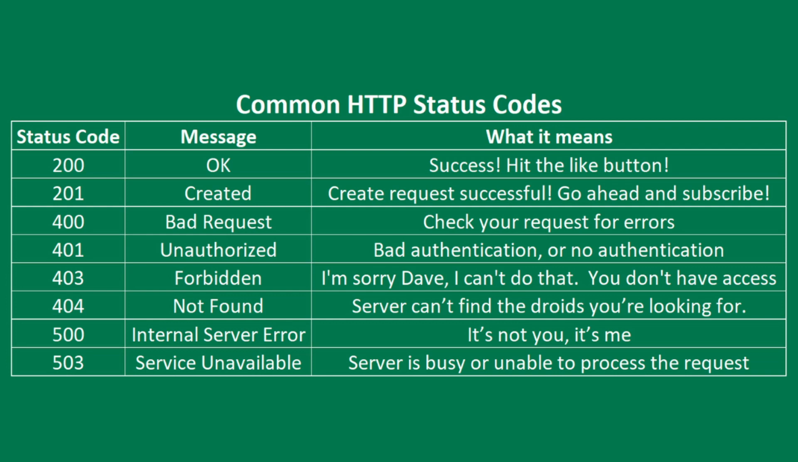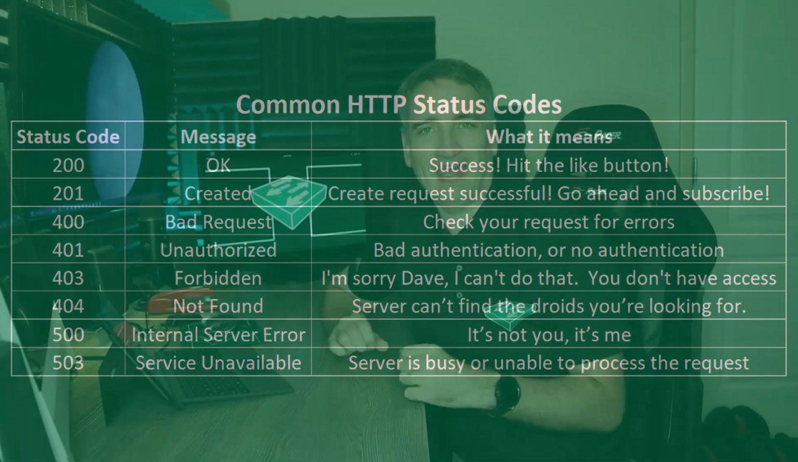And then you have the 500 level codes. If you have a 500 level code, that means that something is wrong with the server side of the request. And so, it's the server basically telling you, it's not you, it's me. If you have admin access to the server or the device, you need to log in there and figure out what's going on. If you don't, then you need to submit a trouble ticket with whomever does have that access.